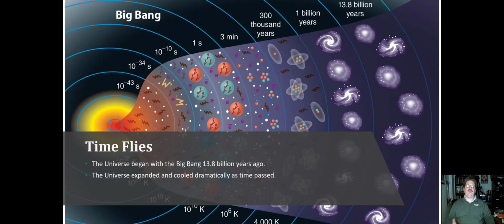Now, we've been concentrating primarily on the size scale, the spatial scales of the universe, and just how mind-bogglingly large it is. But let us not discount just how mind-bogglingly old it is. The universe has been around for 13.8 billion years.